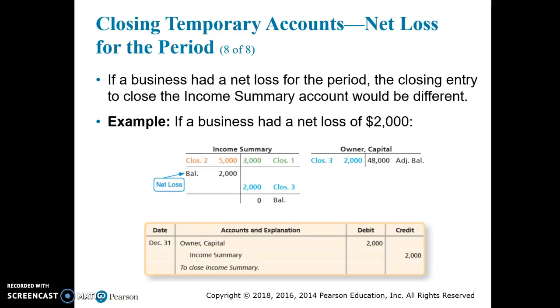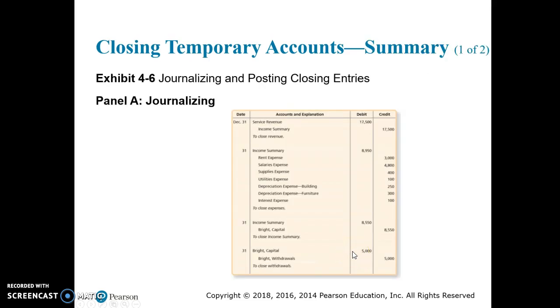All right, we kind of already talked about this. If there was a net loss, then you would debit the capital and credit income summary, and that's for step 3 if there was a net loss. All right, and then this is what your journal entries would look like.